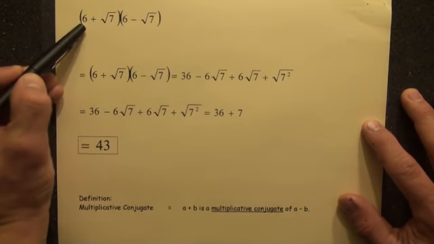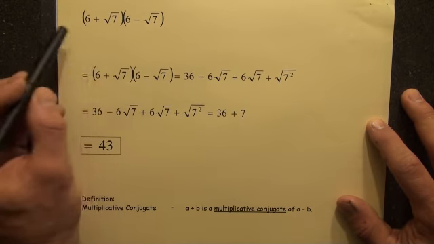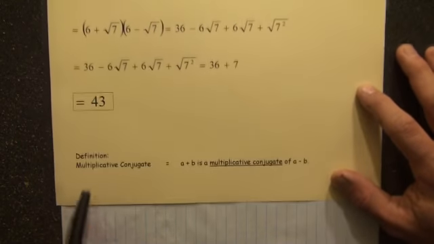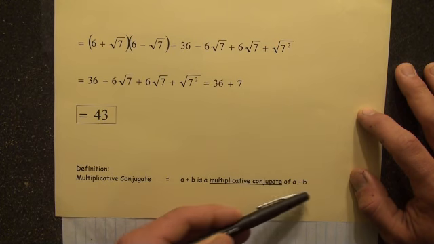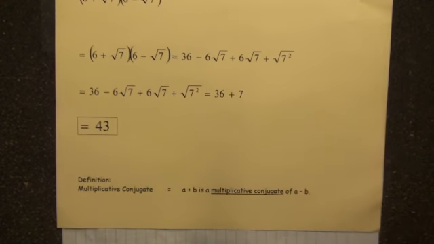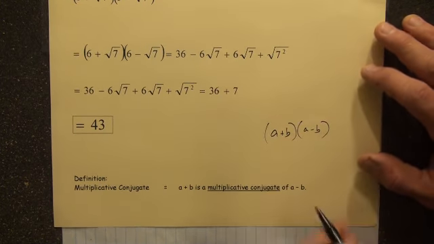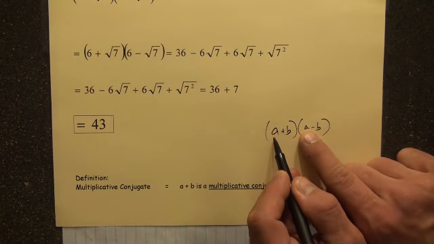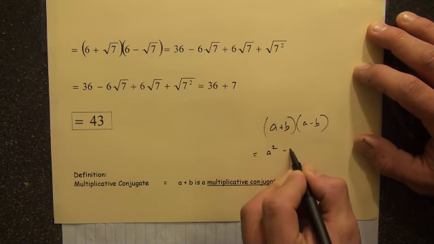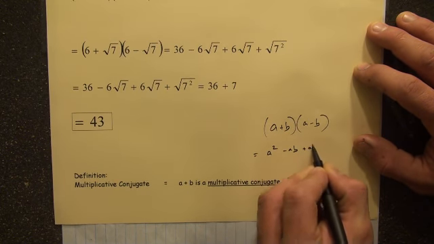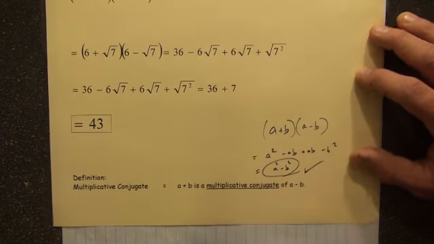And last one in this video, we have 6 plus root 7 times 6 minus root 7. Well, some of us already know what's going to happen because of the definition of what's called a multiplicative conjugate. And basically that just means that a plus b is a multiplicative conjugate of a minus b. Whenever you take these two conjugates and multiply them together, so you have a plus b times a minus b, it doesn't matter what the two numbers are as long as they are the same. Same number here, same number there. Plus in the middle, minus in the middle. You're going to end up with a squared minus ab plus ab minus b squared, which goes to a squared minus b squared. So that's how that works out.